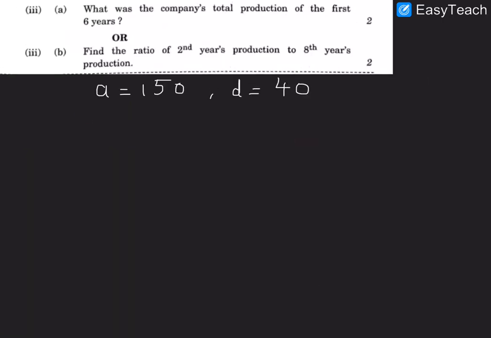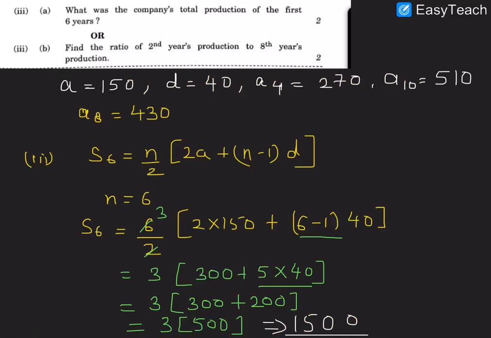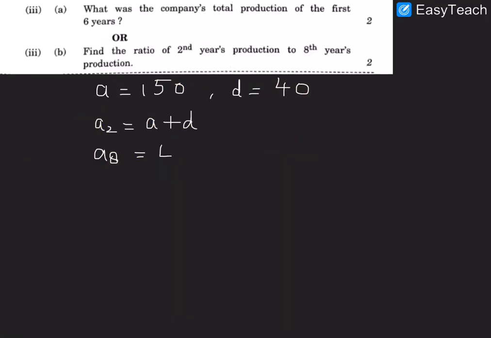So in the next part, find the ratio of the second year. Second year, that means you have to calculate A2. A2 is what? A plus D. And the 8th year, that means A8. You have to find the ratio of the second year of the production to the 8th year of the production. So A8 we have already calculated here. You got 430. So using the same, just 430.